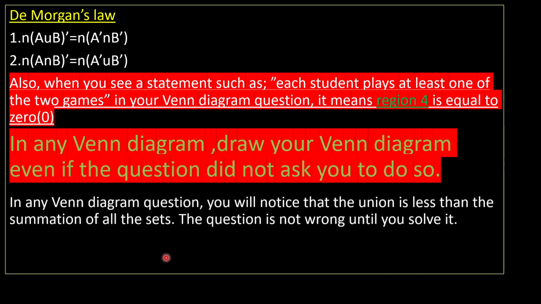In any Venn diagram question, you will notice that before you start solving, the union is less than the summation of all the sets. The question is not wrong until you solve it. So it's just a trick. The number of the union is lesser than the summation of all the sets.